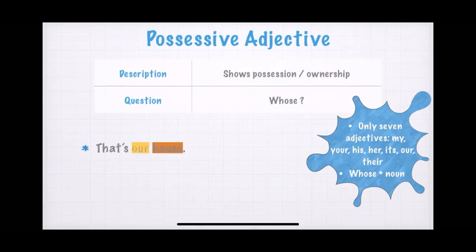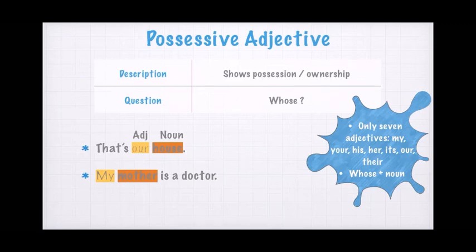Now let's look at this example. That's our house. So the word our is used to show ownership of this house. We are saying that this house belongs to us or our. So the word our is the adjective which is used to show ownership of this noun house. My mother is a doctor. In this sentence, the word my shows possession, that is, whose mother is this? My. So my is the adjective which is used to describe the noun mother.